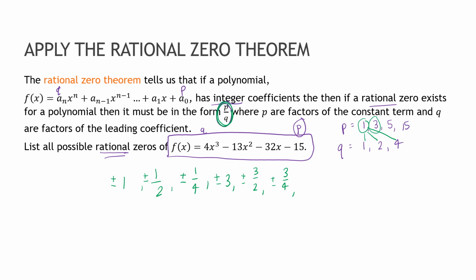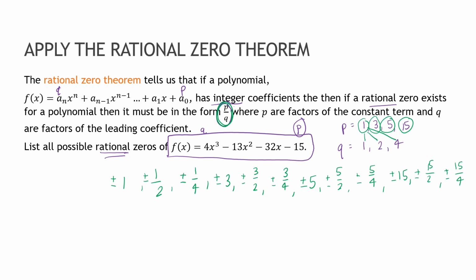Now I'm going to do the same thing for 5. 5 over 1, which is just 5. 5 over 2. 5 over 4. And then I do the same thing with 15. 15 over 1. 15 over 2. And 15 over 4. So the good news is these are the only numbers that will work.